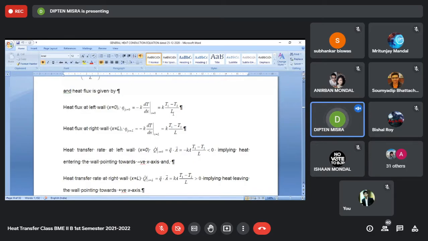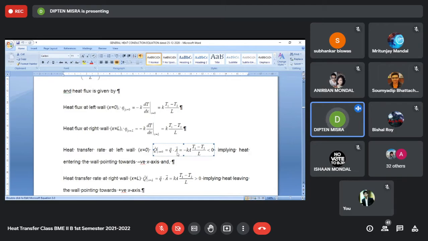Now if we want to find the heat transfer rate, what is necessary? Heat transfer rate is a scalar quantity, whereas heat flux has a direction, which way it is moving. Like here, the heat flux that we have taken is in the positive x direction. So the heat transfer rate, a scalar quantity, we can obtain by making a dot product of the heat flux and the surface area vector.